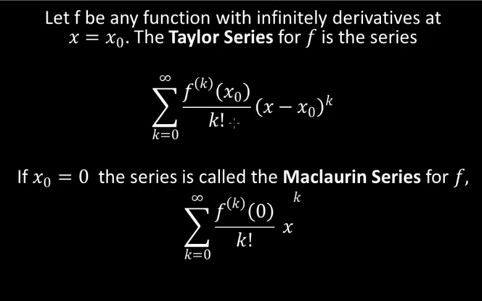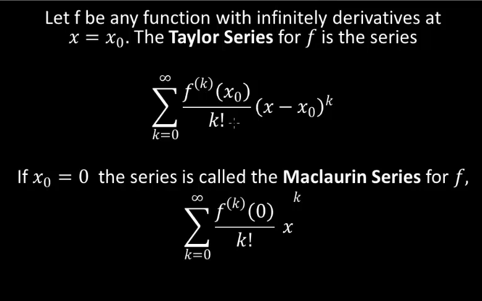So memorize the coefficients. The kth derivative at x naught, where x naught is the number that you are centering your series at. The kth derivative divided by k factorial.